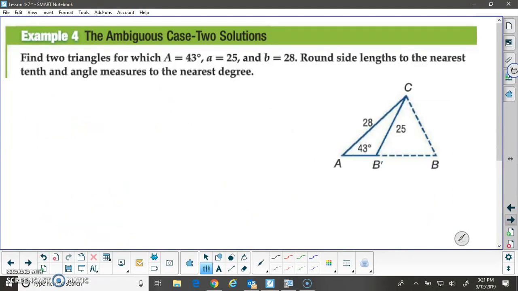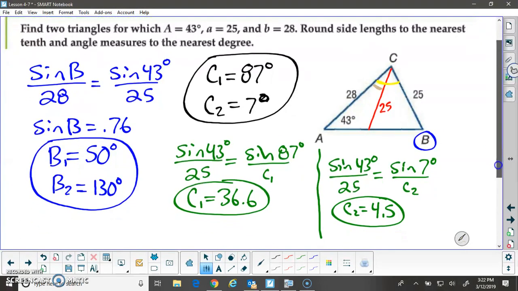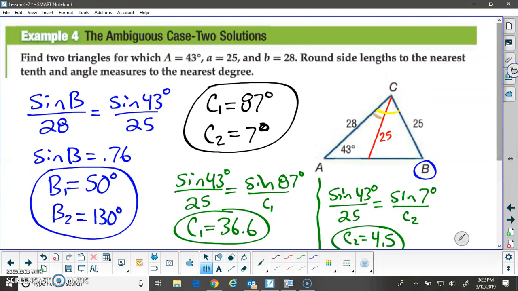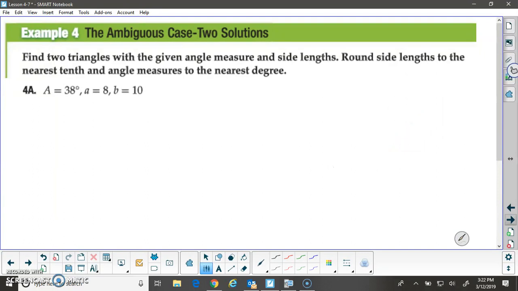Here's maybe a better picture for you guys to see. There's the two triangles. You can see the original one with the dashed lines and then the second triangle with the solid lines here. And here are the specific measures of those angles and those side lengths. Let's do one more example.